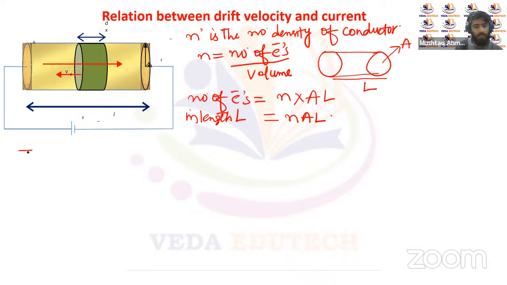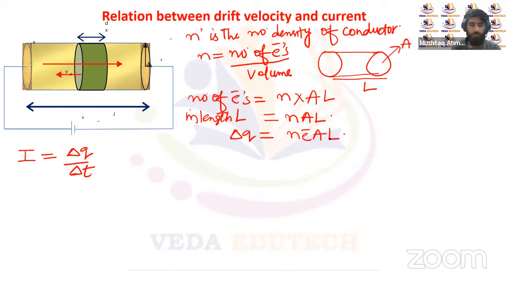We know that current is defined as delta Q upon delta T. If delta Q upon delta T is the current, then we have to find the charge. Delta Q, the charge, will be the total number of electrons multiplied by the charge of electron. So delta Q will be equal to N multiplied by the charge of electron, that is N times e, times A times L.